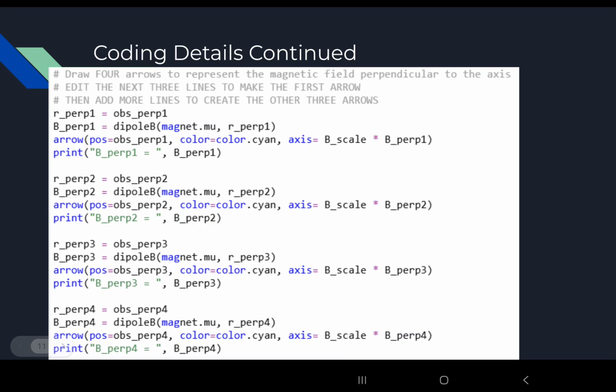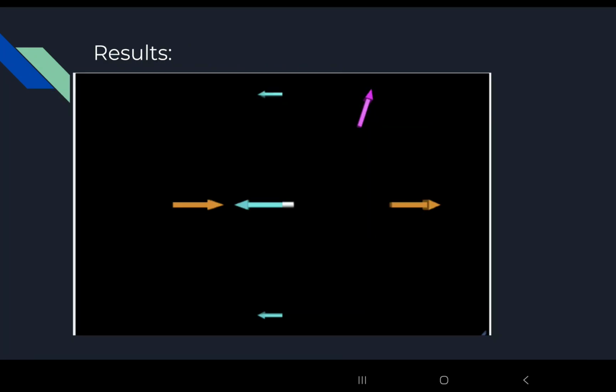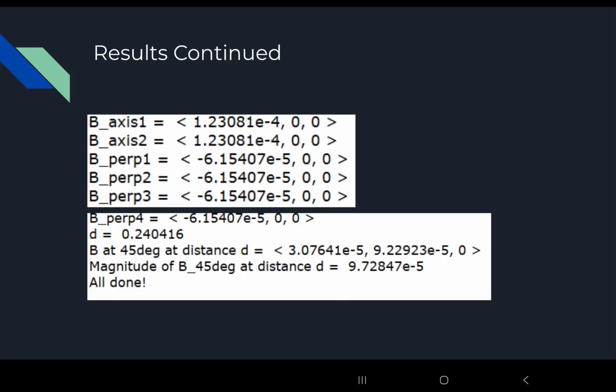and here we have the perpendicular magnetic fields, which are really just the orthogonal magnetic fields. Then we also found the magnetic field 45 degrees from the axis, which is currently being shown on screen. And here's the image that comes up when we run the program, along with the readings for the coding part of this lab.